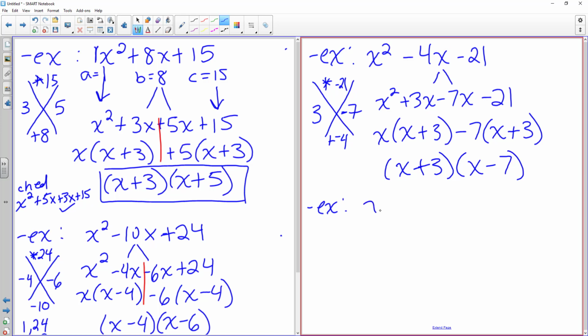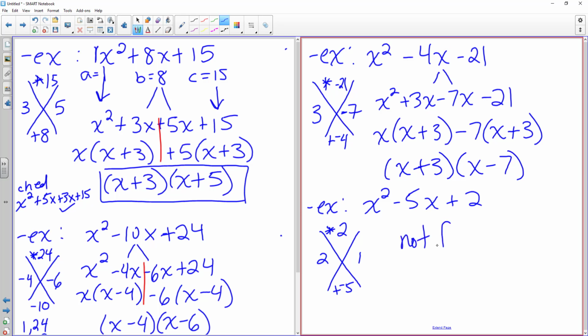X squared minus 5x plus 2. So what multiplies to a times c? 1 times 2. So what multiplies to 2 and adds up to -5? The only combination is 2 and 1, and there's no way we can add 2 and 1 and get to -5. If there's no combination that works, we would say that this is not factorable.